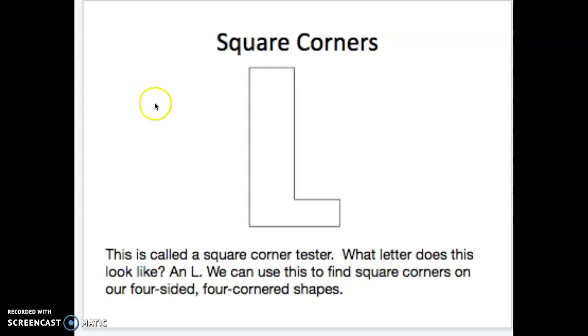This is called a square corner tester. What letter does this look like? It looks like an uppercase L. We can use this to find square corners on our 4-sided, 4-cornered shapes.